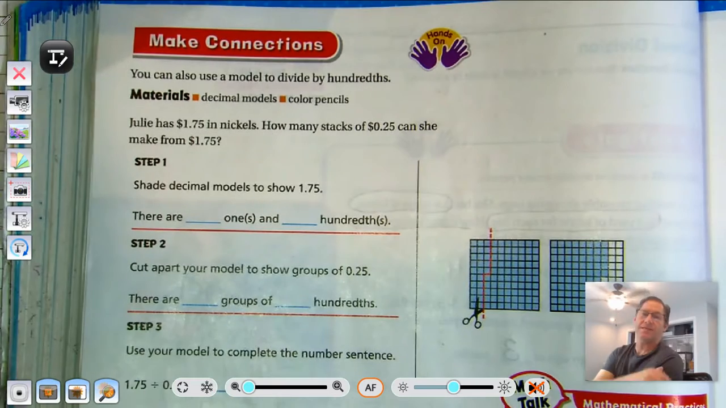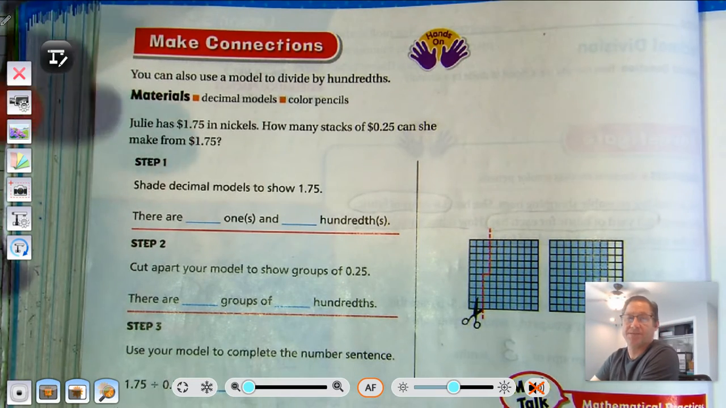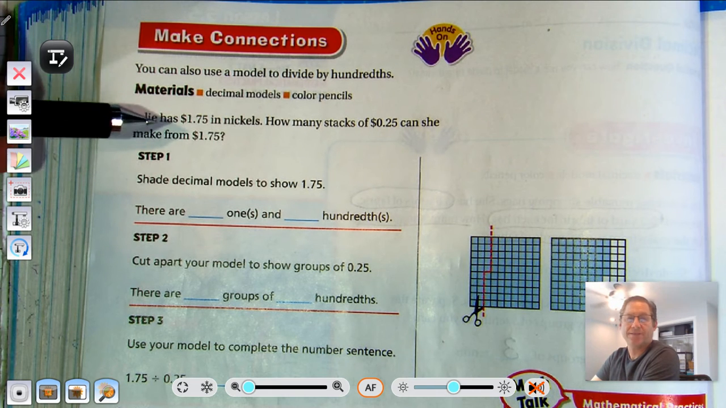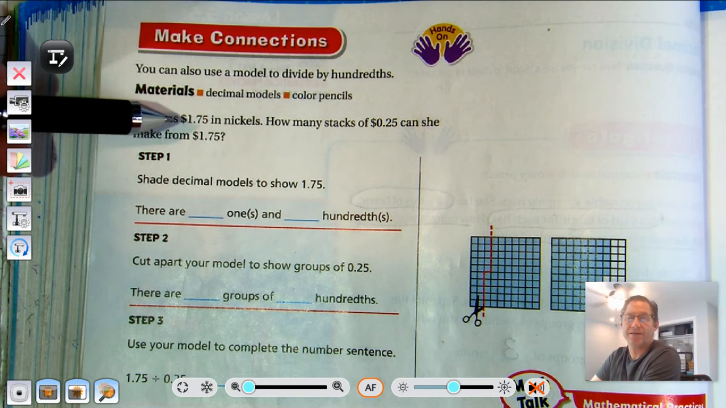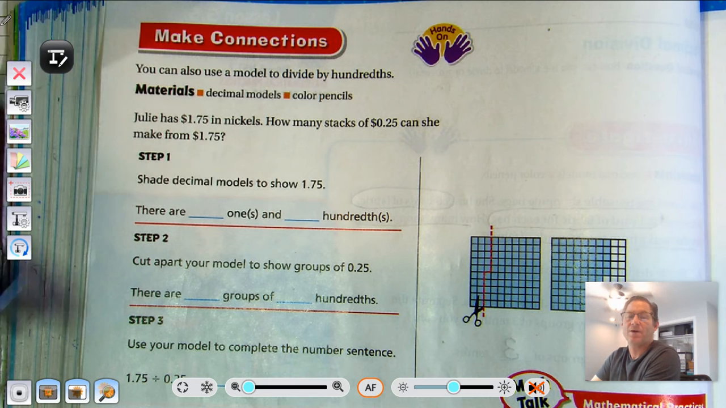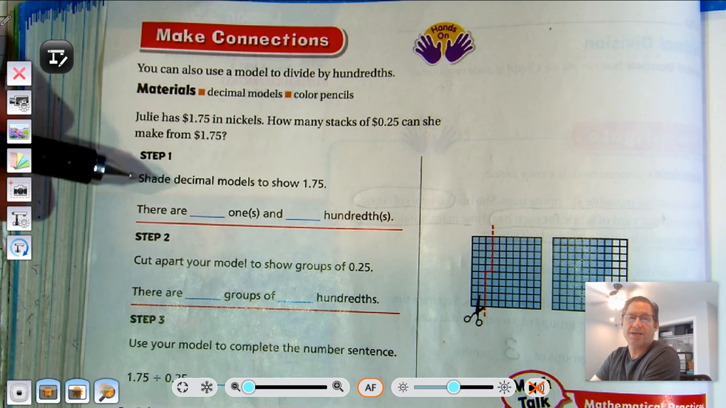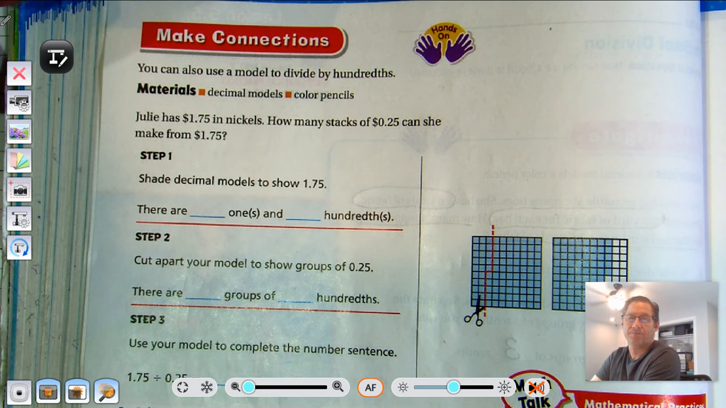All right, we can also use the decimal model to divide by hundredths. So again, we need decimal models and color pencils. In this case, Julie has $1.75 in nickels. How many stacks of 25 cents can she make from $1.75? So shade your decimal models to show 1 and 75 hundredths.